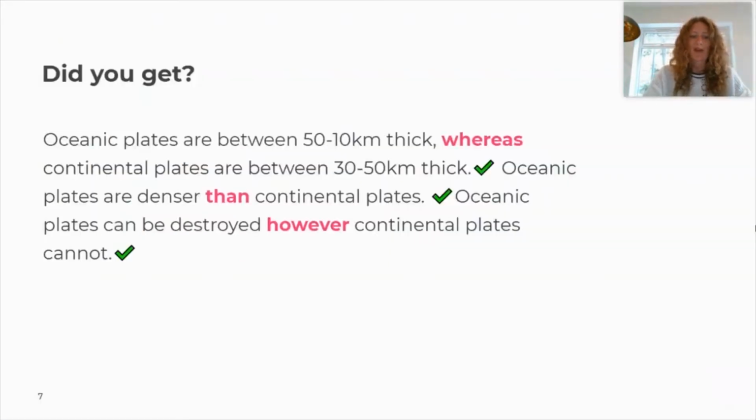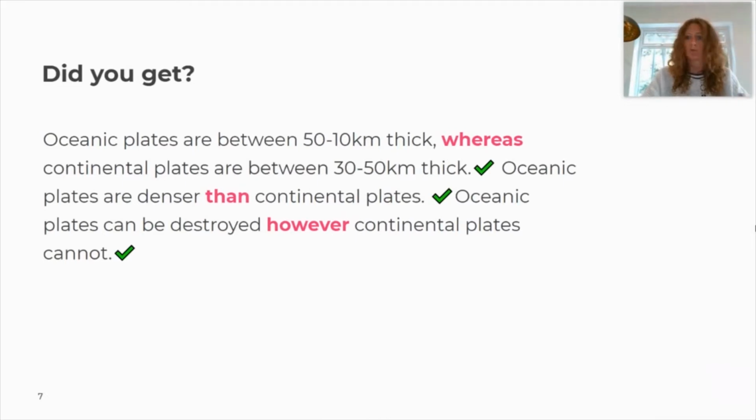Okay, so how did you get on? Let's go through our answer. So I used my example, the one that I said verbally first. So oceanic plates are between 5 to 10 kilometers thick, whereas continental plates are between 30 to 50 kilometers thick. I've given myself a nice tick there. Then I've got oceanic plates are denser than continental plates. And my last point was oceanic plates can be destroyed, however, continental plates cannot. So I've used all of those connectives.